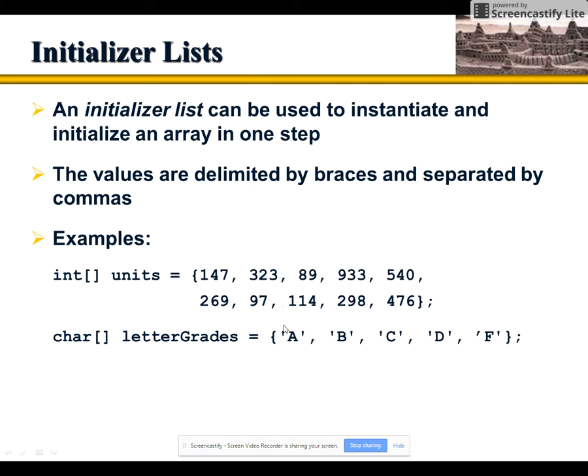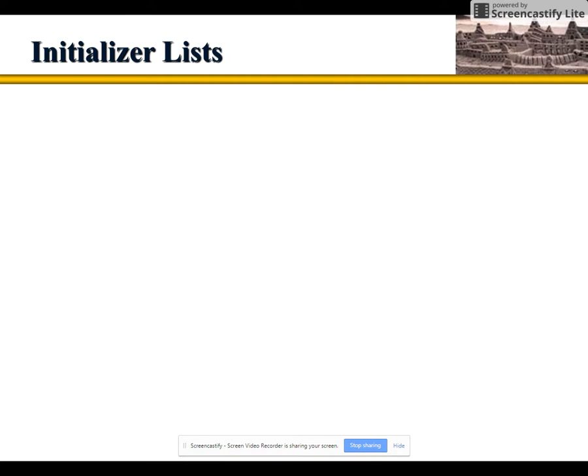Here's an example, this time of a character array, initialized using an initializer list. We're calling it letter grades, so we're populating it and instantiating it at the same time. So this is an array holding 5 elements. The index values go from 0 to 4.